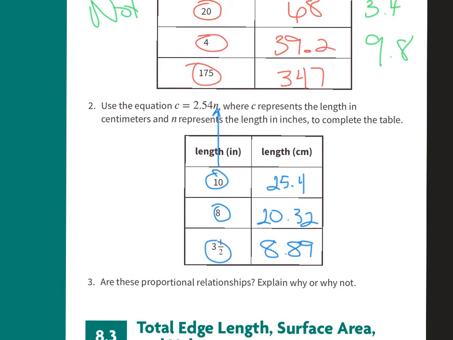25.4 divided by 10 is 2.54. 20.32 divided by 8 is 2.54. And 8.89 divided by 3.5 is 2.54. So is this one proportional? Yes, it is proportional.